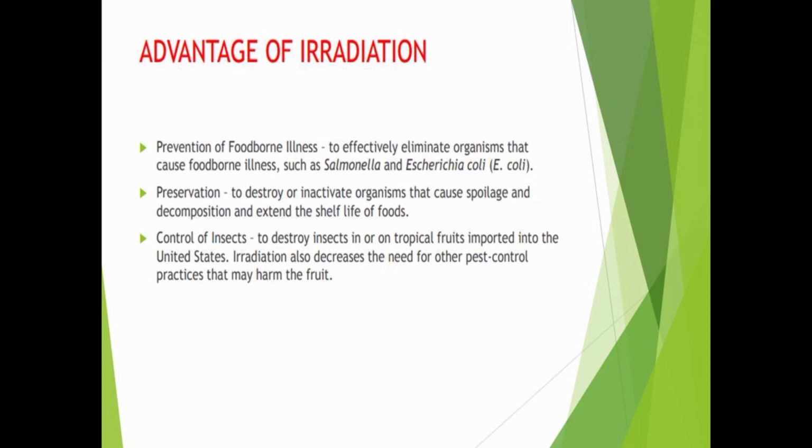Advantages of irradiation: prevention of foodborne illness, to effectively eliminate organisms that cause foodborne illness such as Salmonella and E. coli. Preservation: to destroy or inactivate organisms that cause spoilage and decomposition and extend the shelf life of foods. Control of insects: to destroy insects in or on tropical fruits imported into the United States. Irradiation also decreases the need for other pest control practices that may harm the fruit.